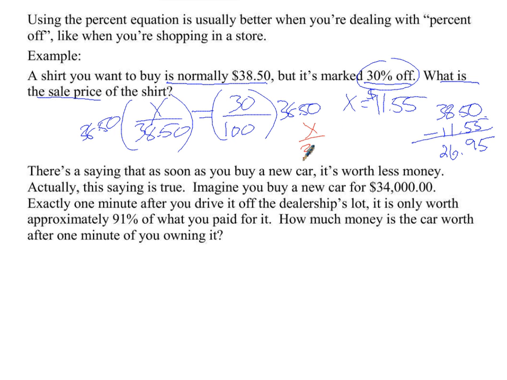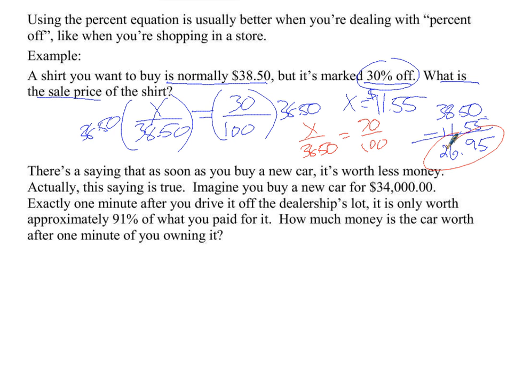X over 38.50 equals 70% that I do have to pay over 100. And now I multiply both sides by 38.50, and what do I get? So 70 divided by 100 times 38.50. $26.95. Get the exact same answer without having to do a subtraction problem after that.